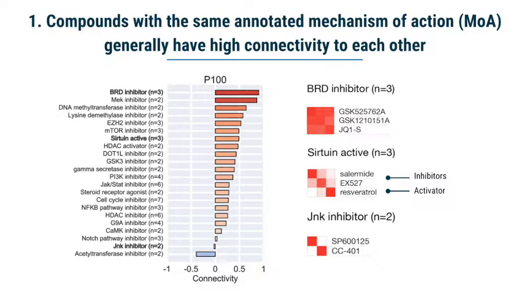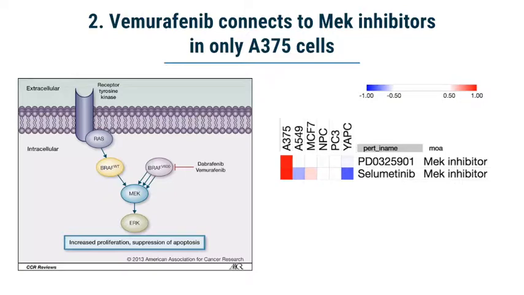So that's one way. That was a global view of what you can learn from the connectivity. Another one is coming back to our old friend Vemurafenib. This story is very similar to the one I've been covering so far, but it's a little bit more subtle. We've already seen that Vemurafenib should do something different in A375 than in other cell lines, right? Not only that, you can also see that its connectivity to 2 other compounds, these MEK inhibitors, is only very high in that one cell line.